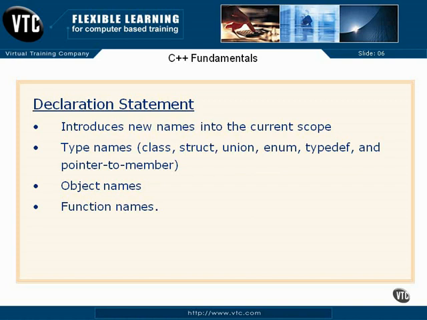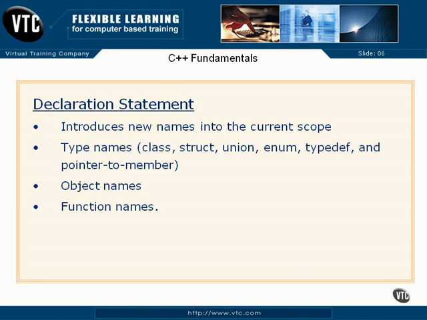Our next statement that we want to take a look at is the declaration statement. Now you use this quite a bit and probably don't even really think about it, but the declaration statements are the ones that introduce new names into the current scope, whether you're creating static objects or automatic objects. This is how you make new things. Declaration statements are usually type names, class, struct, union, enum, typedef, and so on, or creating a pointer to something else. They can also be object names when you're creating a new class, and they can be function names when you're declaring a new function.